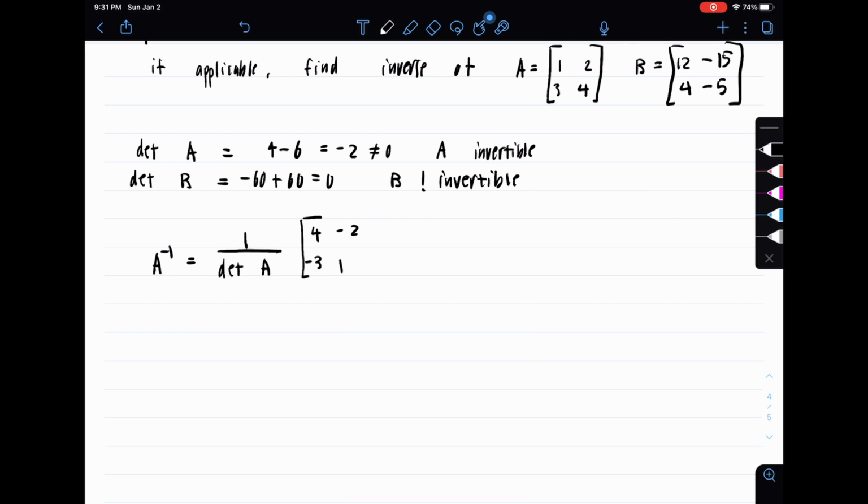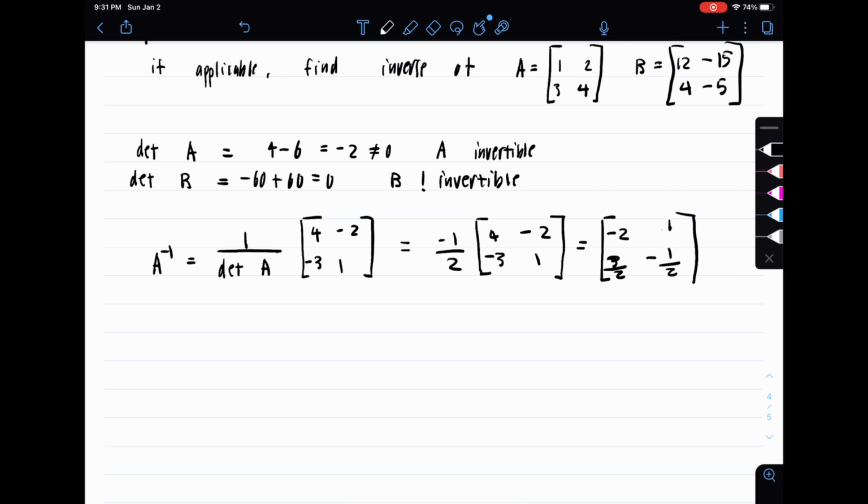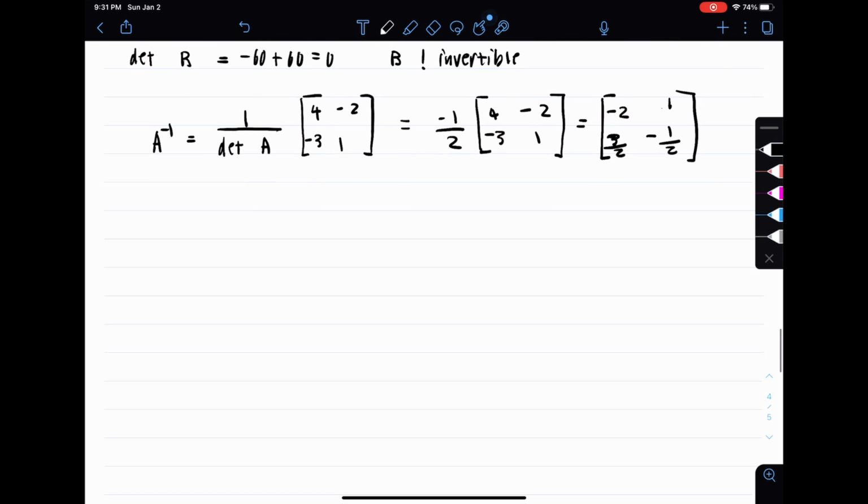To find A inverse, we simply plug into the formula, and we will get 1 over negative 2 times the matrix [4, negative 2; negative 3, 1]. And this will give us [negative 2, 1; 3 over 2, negative 1 over 2].